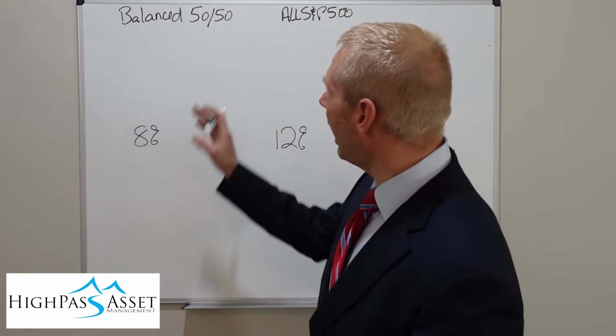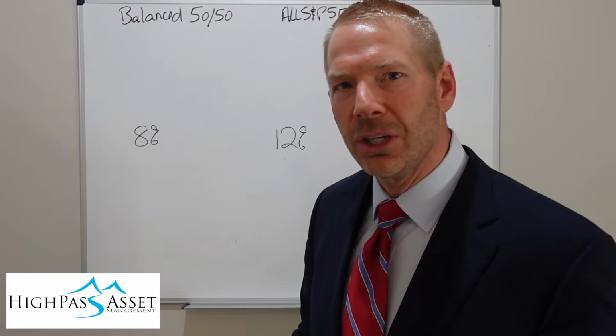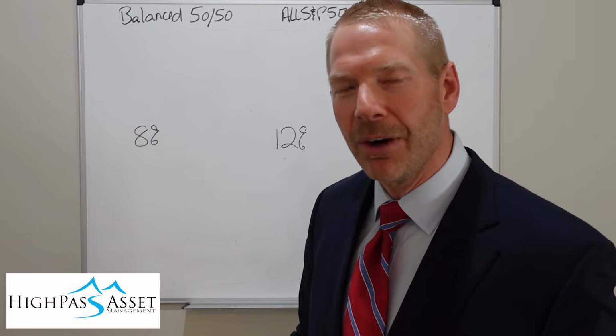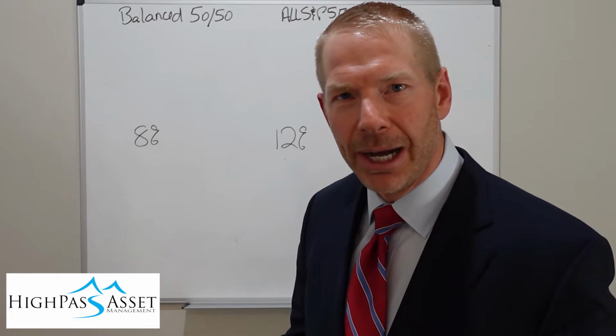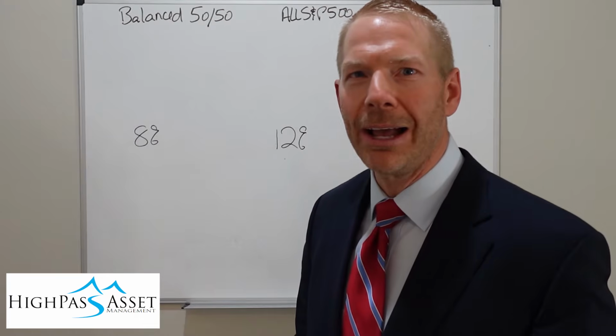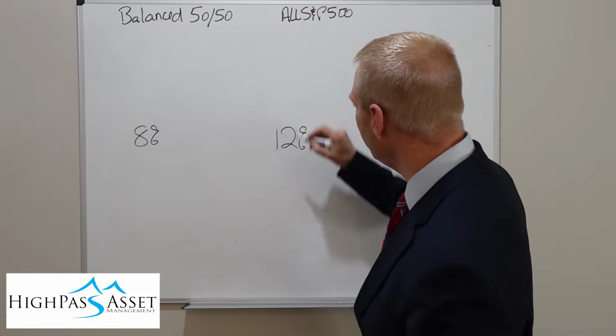In my case, I'm calling a balanced fund 50-50 asset allocation, half the money in the S&P 500, the stock market, half the money in cash, T-bills, and bonds. That's your traditional balanced fund, in my opinion. Now, we're going to start with the S&P 500.